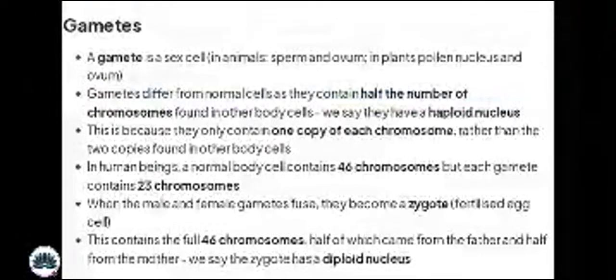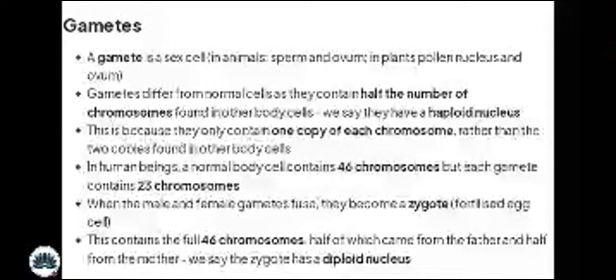Gametes differ from normal cells and they contain half the number of chromosomes. In the cell the number of chromosomes is 46, in 23 pairs. The 23 is not the total number, but the number of pairs of chromosomes, and the total amount is 46. We say that they are haploid nucleus, meaning half the number of chromosomes. What is half of 46? 23. So there are 23 chromosomes from one sperm cell and an ovum cell.